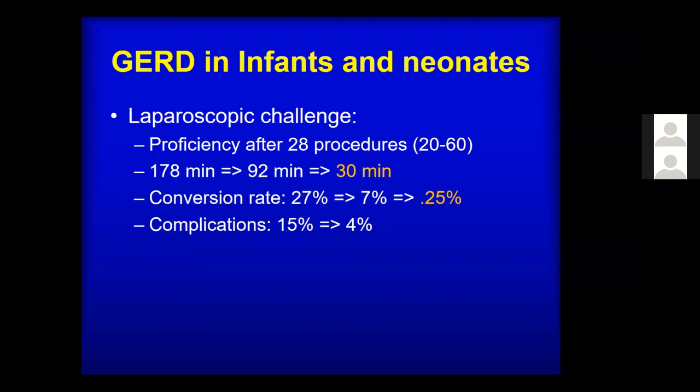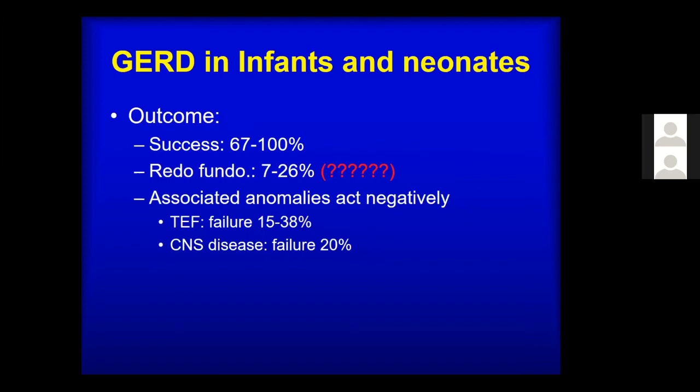Currently, I can't really remember cases that we had to convert unless there were severe adhesions from a previous operation, or a patient who cannot tolerate the pneumoperitoneum because of lung issues. The complication rates, again, from 15%, you can go to 4% when you perfect the procedure. What are the outcomes here? A technical success rate anywhere from 70 to 100%. Redo fundoplication is mentioned at 7 to 26%. In my opinion, if you really do it right at the beginning, the rate of redo should be 0.